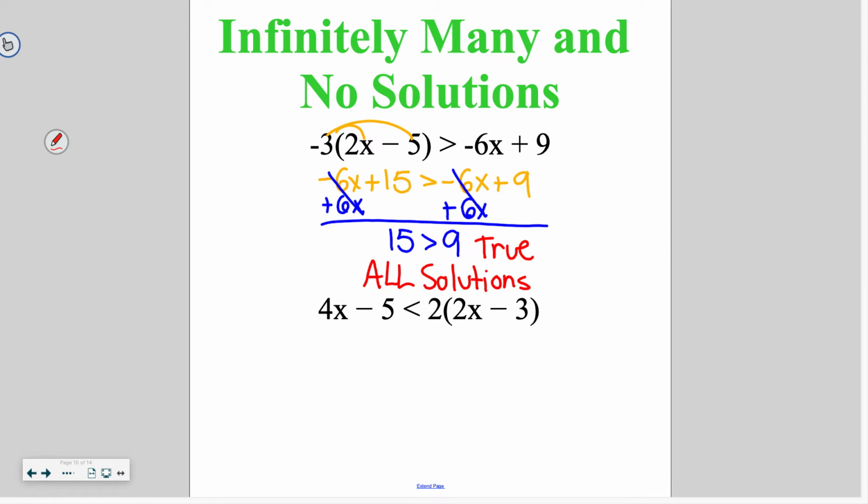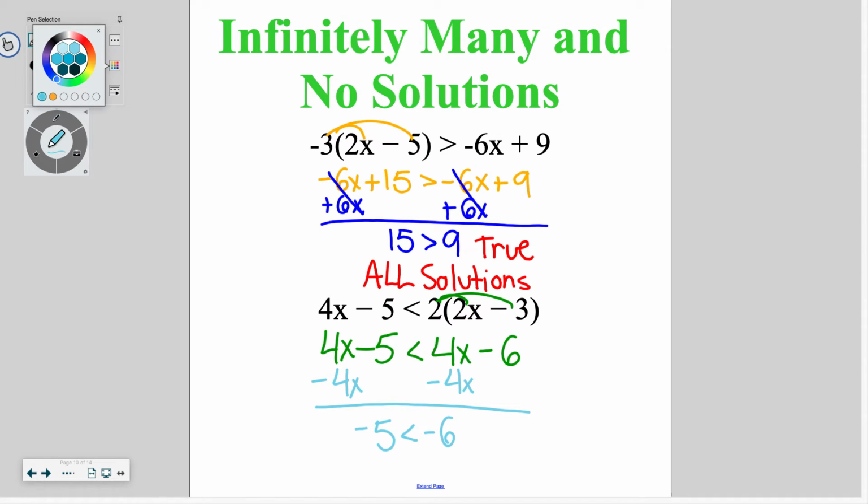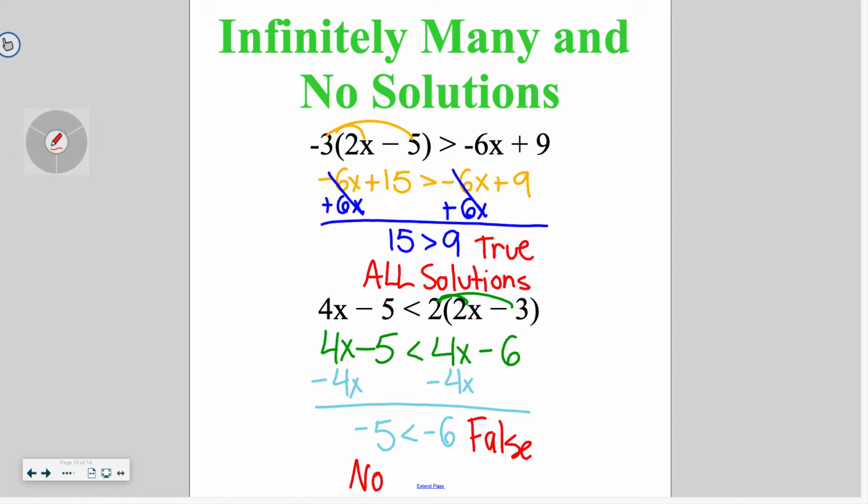If I come down to this bottom one, again, start by distributing. So the left side stays the same with 4x minus 5, and then after I distribute, I've got 4x minus 6. Then I'm going to go ahead and subtract 4x from both sides. When I do that, I end up with negative 5 is less than negative 6. Negative 5 is less than negative 6 is a false statement. So that is how we end up with no solution.